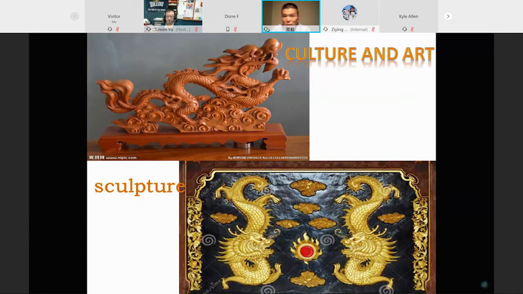Just now we say we can see dragon everywhere, even from a person's name to a person's positions. See, sculpture you can see the dragon. It's just like they have lives. They can fly.